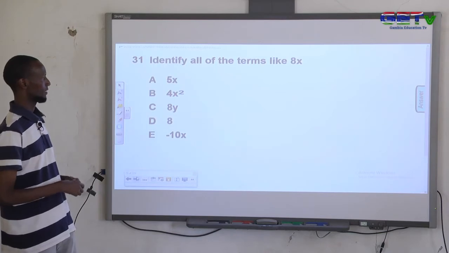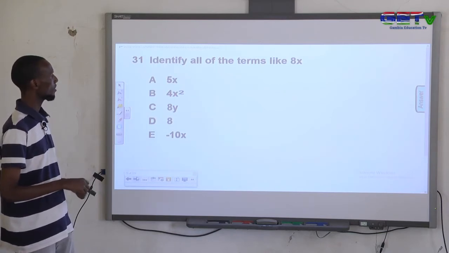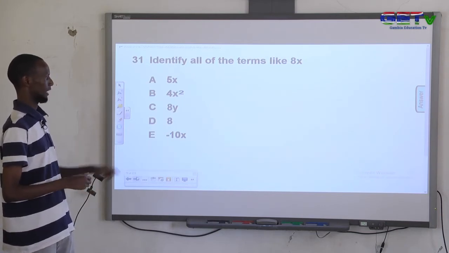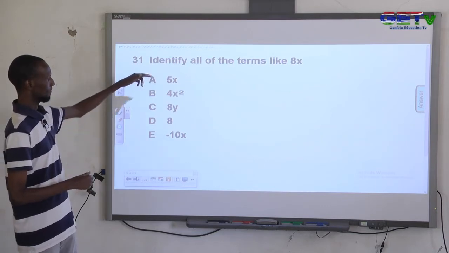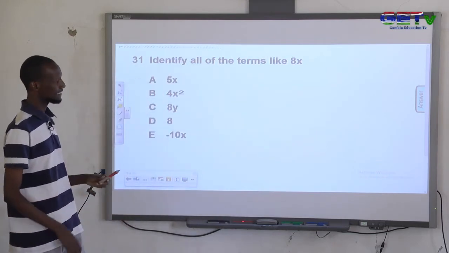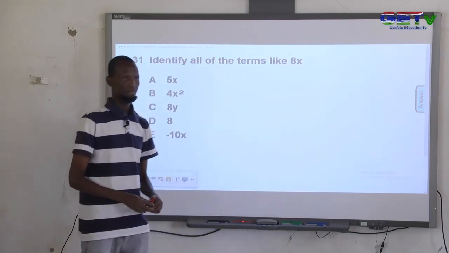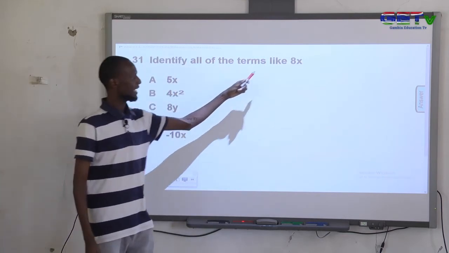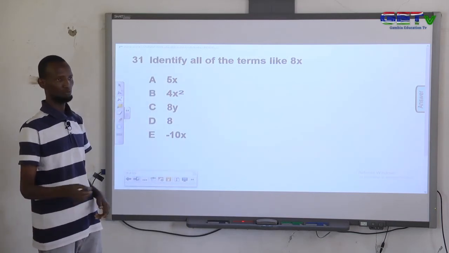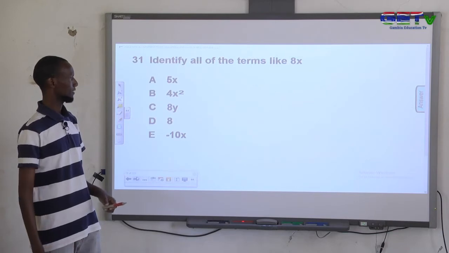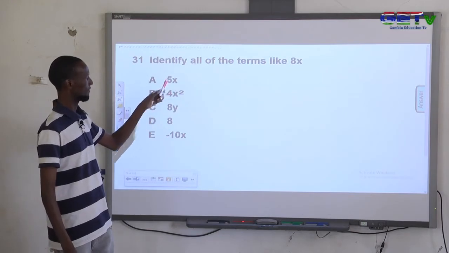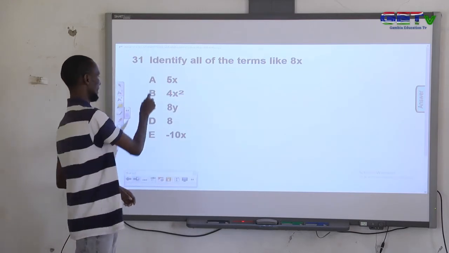Now here's another one. Identify all of the terms like 8x. Now look through these options here. 5x. Do we think 5x is like 8x? Let's investigate. The variable in 8x is x, and in 5x also the variable is x. That's one qualification. How about the powers? The power in 8x is 1, and the power of the variable in 5x is also 1. So therefore 5x and 8x are alike, so this will qualify.